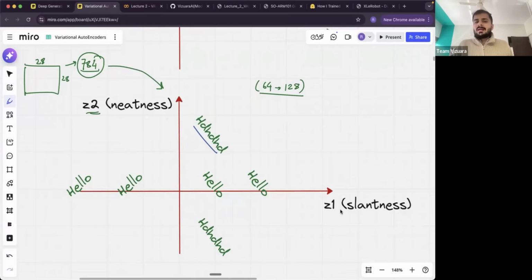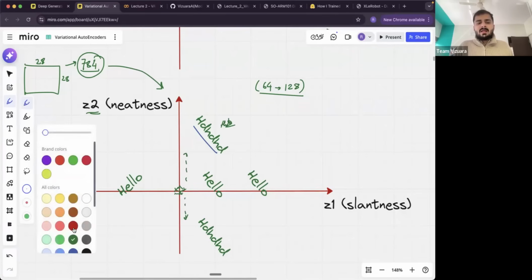We find these variables Z1 and Z2, which are slantness and neatness. And you can see that as I go on the right, they are slanted towards the right. And as I go on the left, they are slanted towards the left. And on the top and the bottom, I have handwriting which is not very neat. But in the center here, this is where the neat handwriting lies. If you go slightly to the top or the bottom, you will get handwriting which is not very neat. You can't even make out what's written.